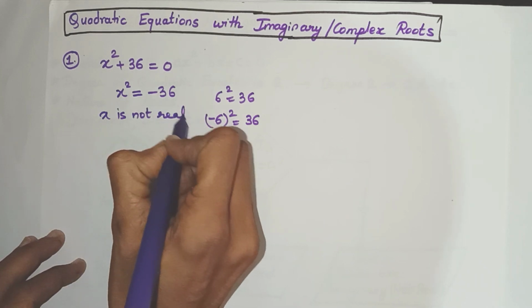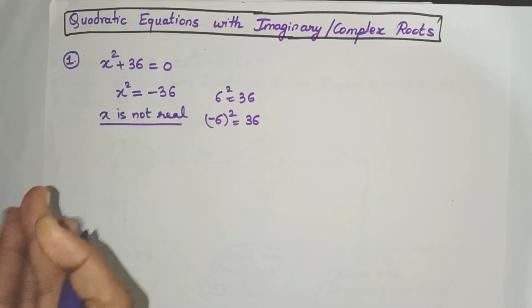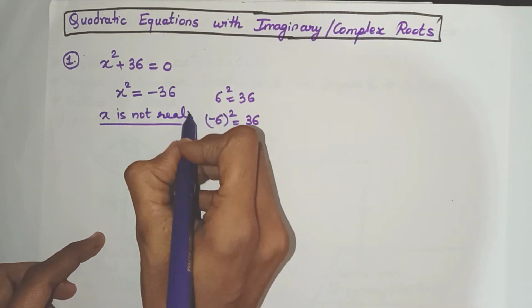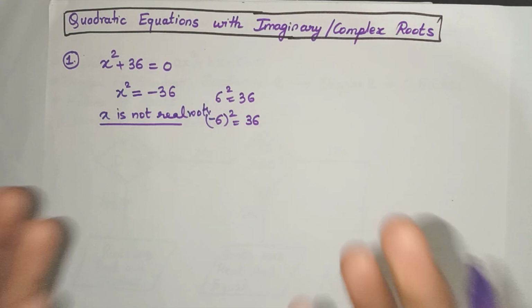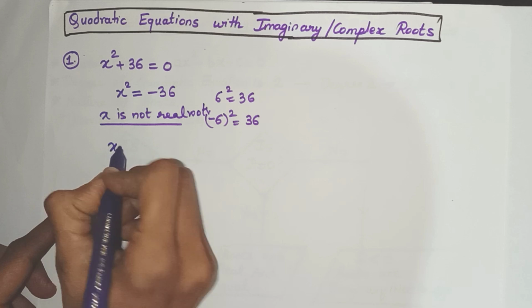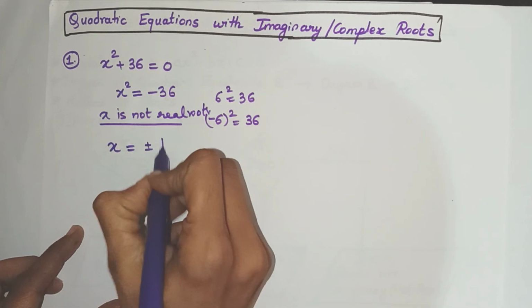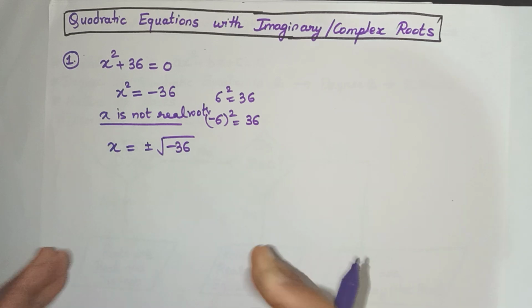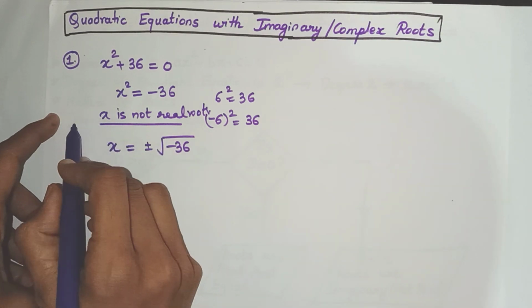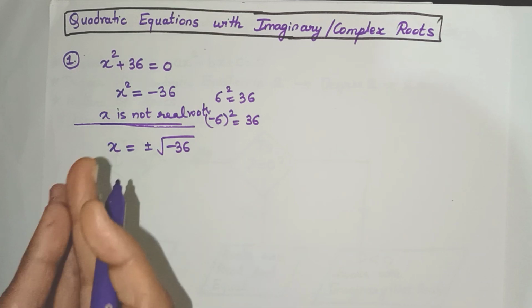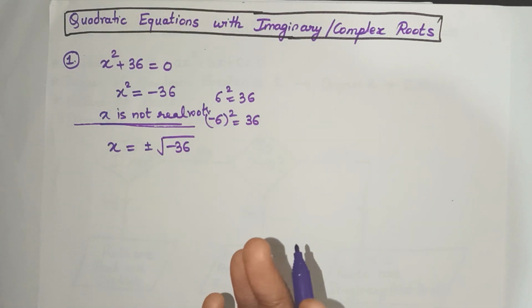That's how we come to know that yes, this is a quadratic equation, but x does not have any real roots, right? So how do we proceed? Well, what we can do is take the square root on both the sides. So we'll get plus or minus square root of minus 36. Now in the earlier classes, we used to just stop at this step, remember. So now we are saying that x equals plus or minus square root of minus 36.